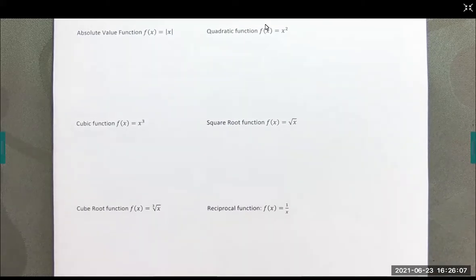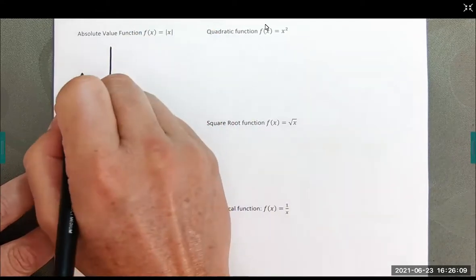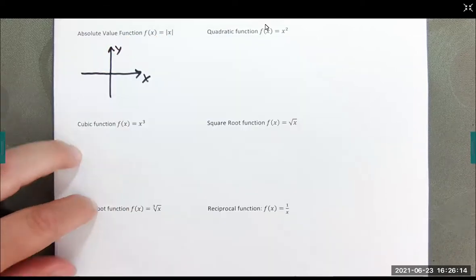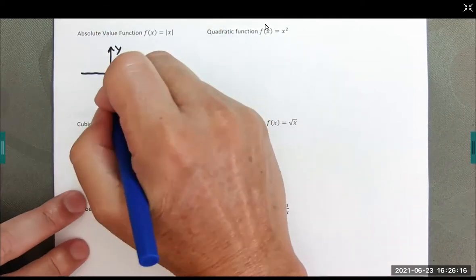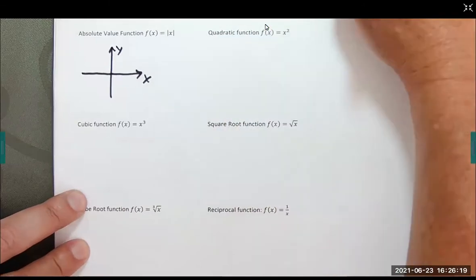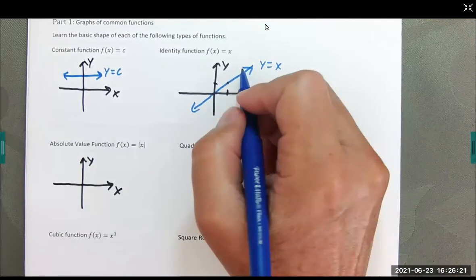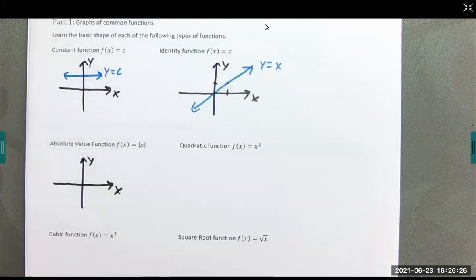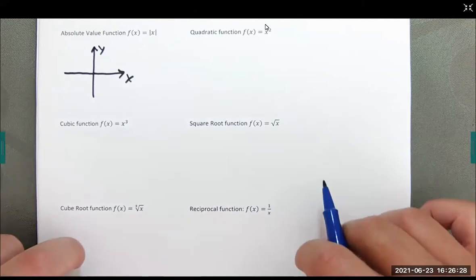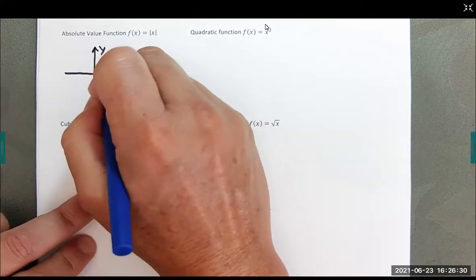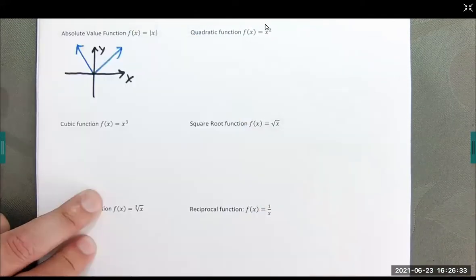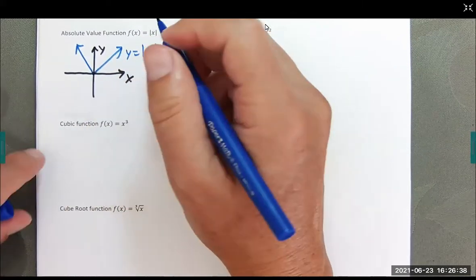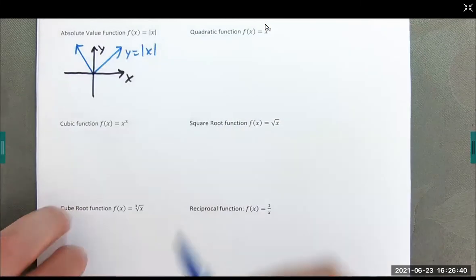All right, absolute value function. It gives us exactly this line here, except when it hits the x-axis, remember y has to be positive. So it's going to look like a kind of a V. This is y equals absolute value of x. And y has to be positive. These should be symmetric. They should look identical.